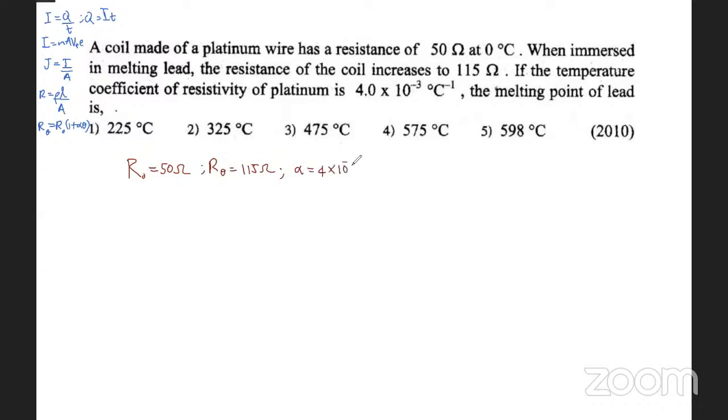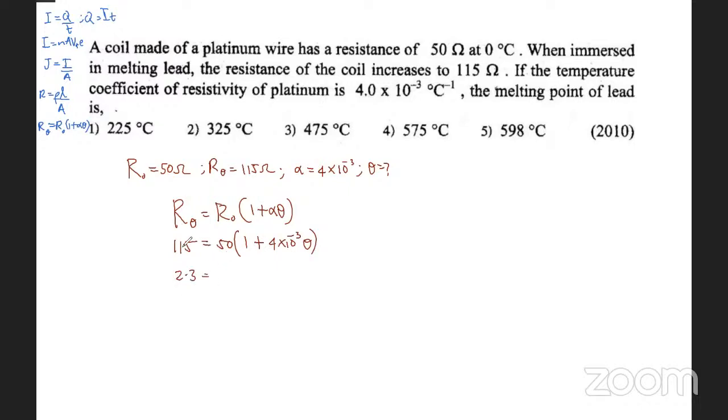The question is, what is the melting point of lead? So they're asking for theta. Very simple, very straightforward. All you need to remember is that equation. If you can remember this equation, this question is just a piece of cake. For R theta you will put 115, for R naught you will put 50, 1 plus 4 into 10 to the power minus 3 theta. And this 50 goes to the other side. I think it will be 2.3.